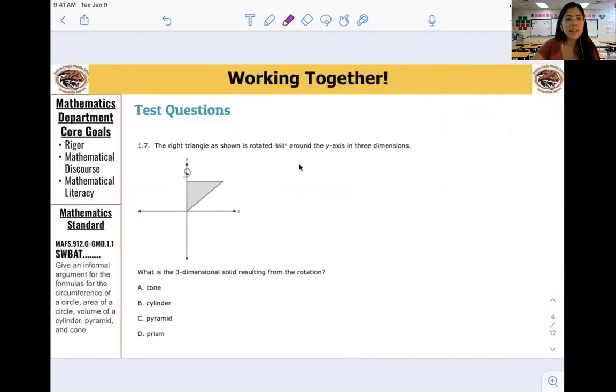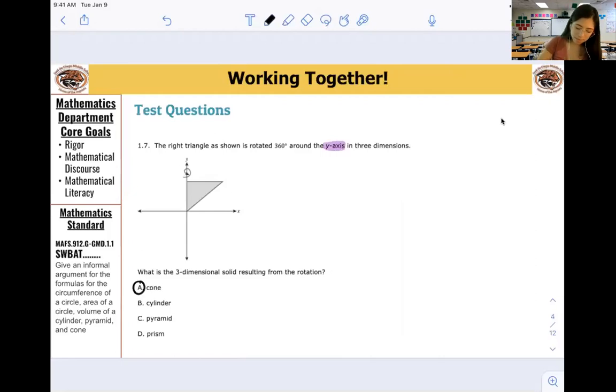Okay, here we go. Right triangle is rotated 360 around the y-axis. What solid is going to result from this rotation? This one should have been pretty easy. What do we think? An ice cream cone. Yeah, that's going to be a cone.